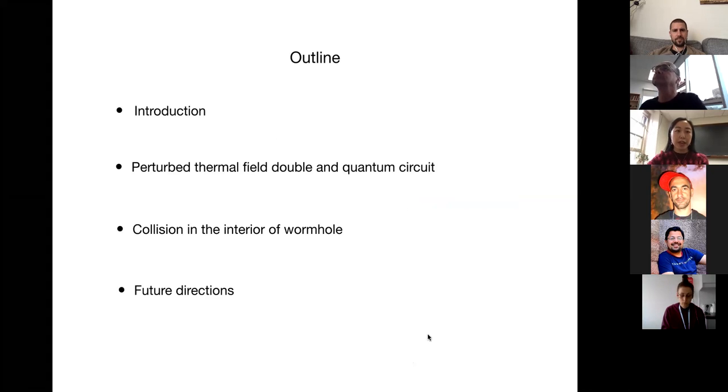And then we will look at one example in detail, the perturbed thermofield double, and we'll compare it with quantum circuit. Then it's the main part of the talk. It's about the collision in the interior of the wormhole. We will try to give a quantum circuit interpretation of that. At the end, I will point out various unanswered questions.